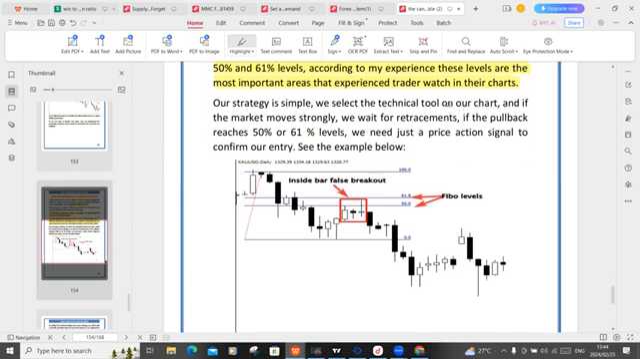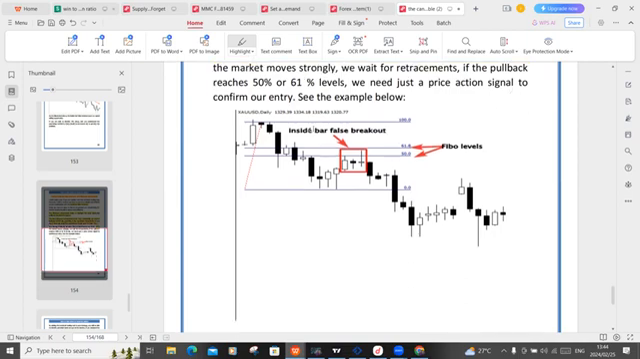We select the technical tool on our chart. If the market moves strongly, we wait for retracements. If the pullback reaches the 50 or 61 level, we need just a price action signal to confirm our entry. See the example below, right? Impulsive move, pullback. Impulsive move, pullback.